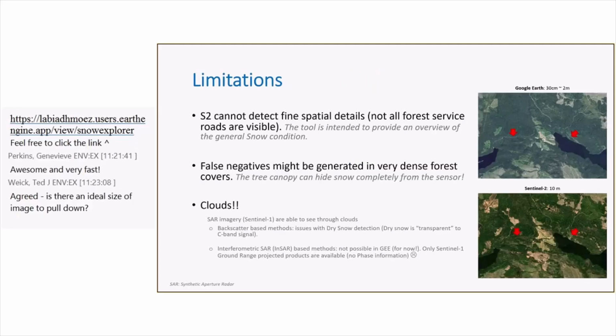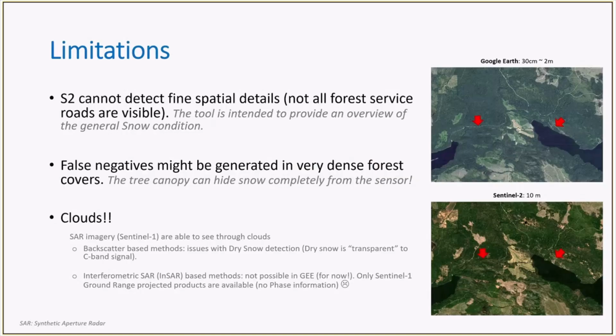So the first limitation to mention is that due to the spatial resolution, Sentinel-2 cannot detect small objects. For example, not all forest roads are visible, only the major ones, as you can see on the comparison with the very high resolution imagery of Google Earth. So the tool is actually intended to provide the general snow cover and help estimate the snow line elevation.